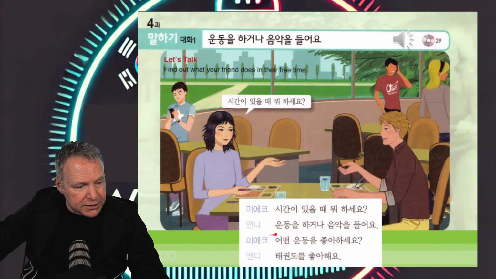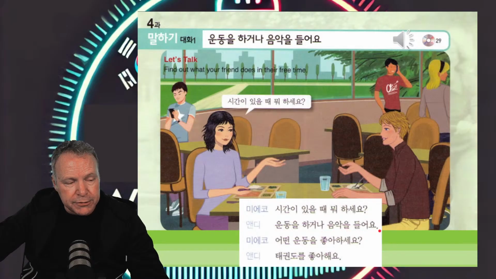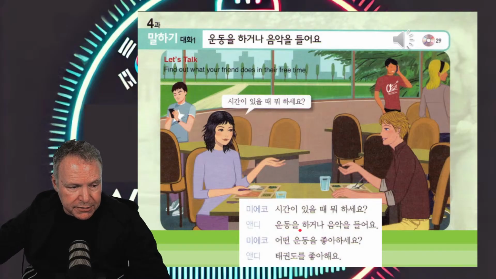And Andy responds, 운동을 하거나 음악을 들어요. So 운동, exercise. 을 is just the object marker there. 하다, to do. So to do exercise. 거나, so there's that grammar pattern where it expresses an either or. So he exercises or 음악을 들어요. 음악 is music. 들다 is to listen. So he exercises or listens to music.